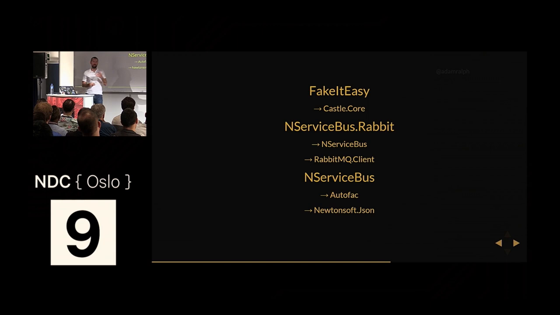We actually had to wait about 6 months to support .NET Standard in FakeItEasy. We had to wait a really long time for Castle Core to support it. And obviously everyone had to wait for JSON.NET, right? But JSON.NET does now support .NET Standard, so that's probably solved, I don't know, 80% of the problem.